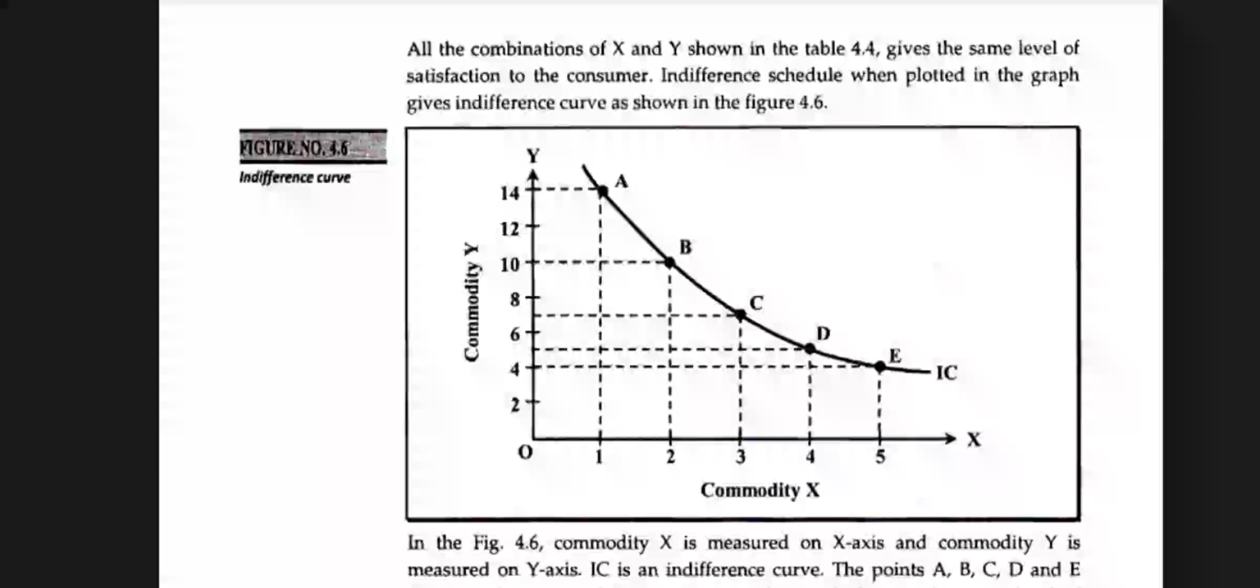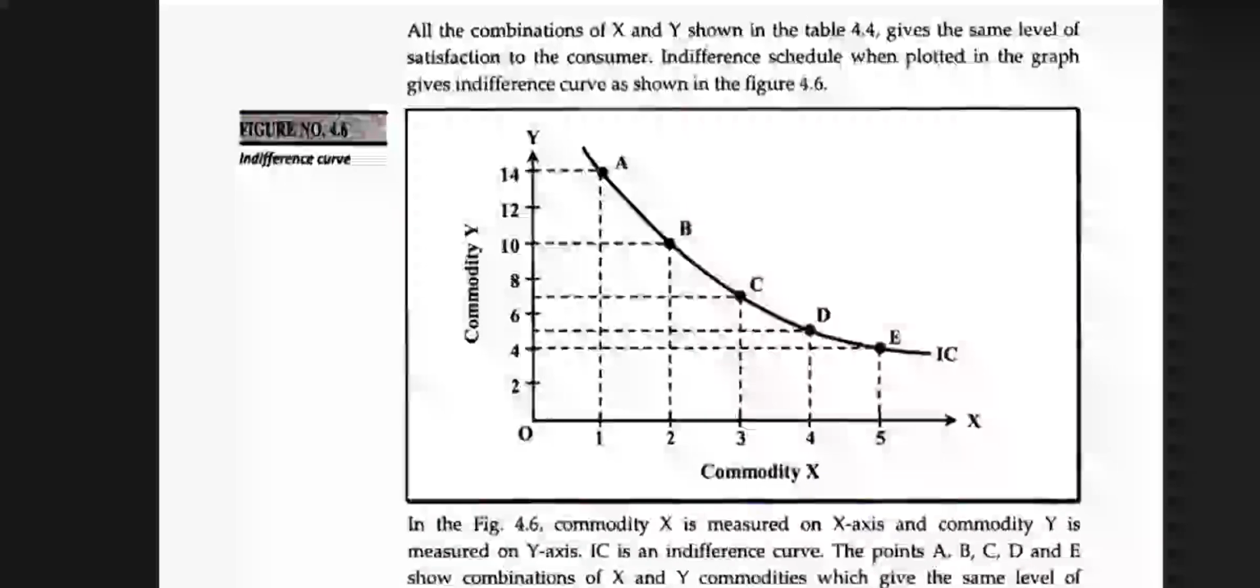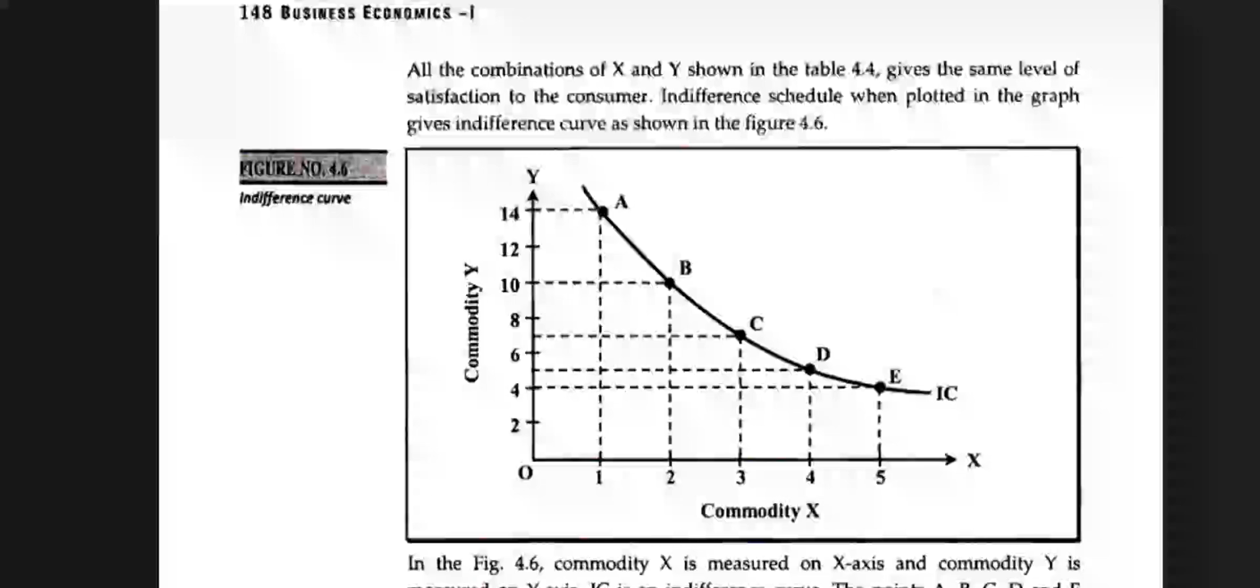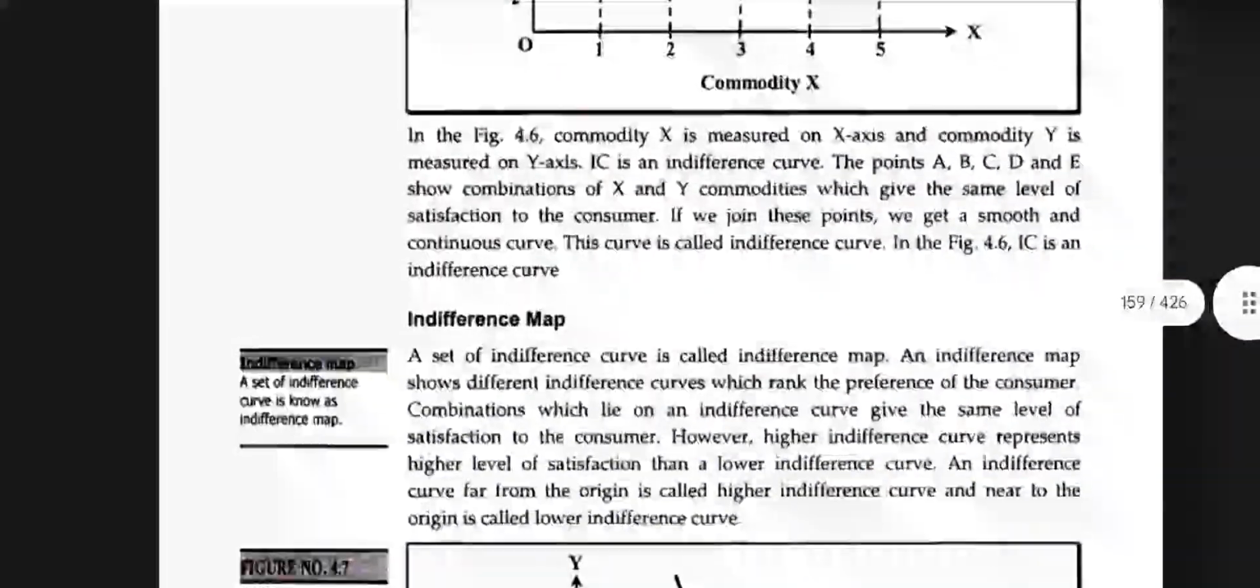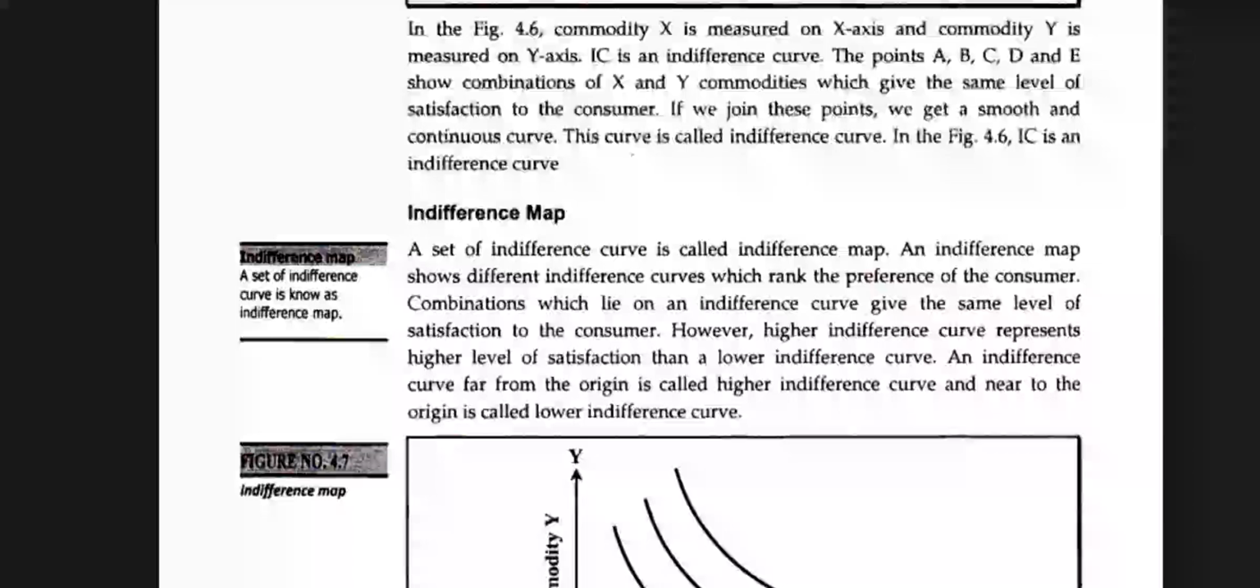Now moving on, when we have a set of indifference curves, it is called an indifference map. And as I said, different ICs mean different levels of utility for the same consumer. So on different ICs the consumer attains different levels of satisfaction, and usually the higher IC represents a higher level of satisfaction and the lower IC means a lower level of satisfaction.